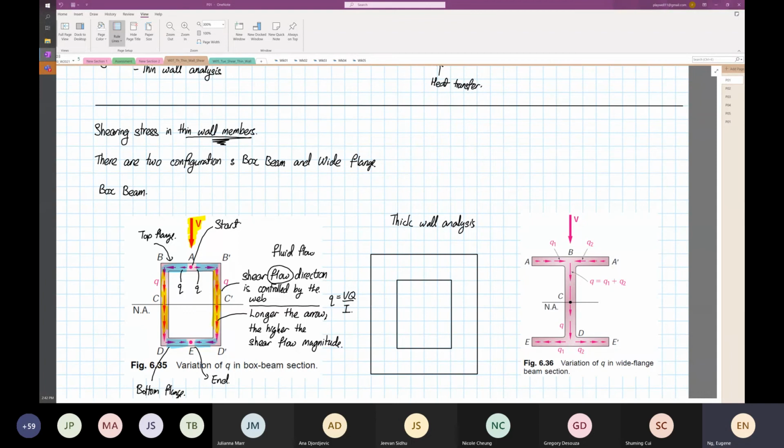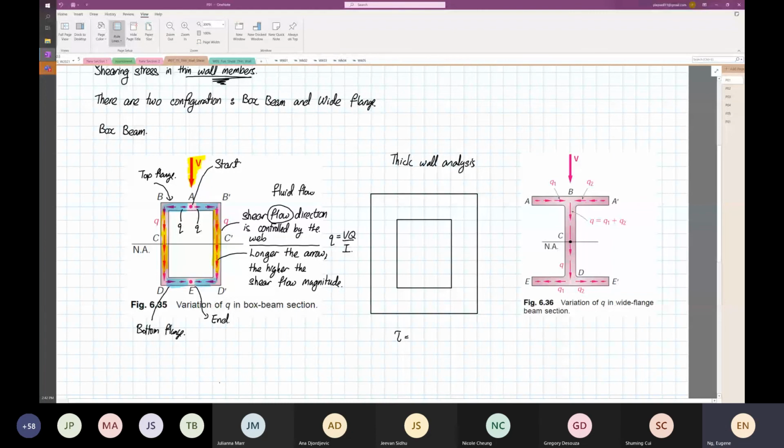The difference is this. Let's look at thick wall. Everyone is familiar with thick wall, and we're going to find the shear stress. Shear stress is equal to VQ over IT, that is for thick wall. For thin wall, the shear stress is also equal to VQ over IT.